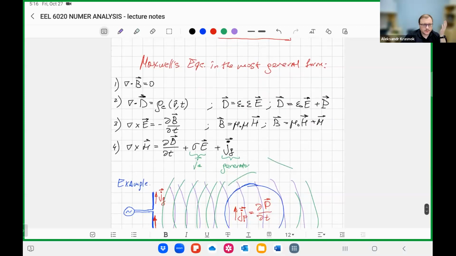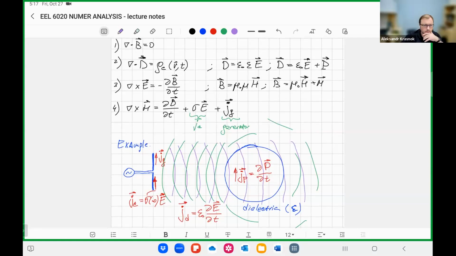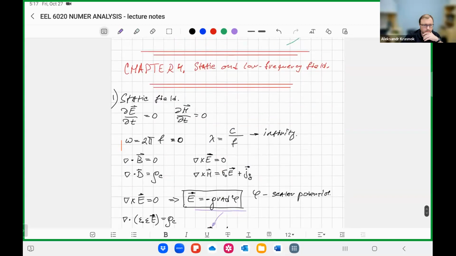All right, so then we concluded this part by writing the Maxwell equations in the general form, like in any material. Okay, and then we started discussing these Maxwell equations in the static and low frequency approximation, and we will continue this discussion today.